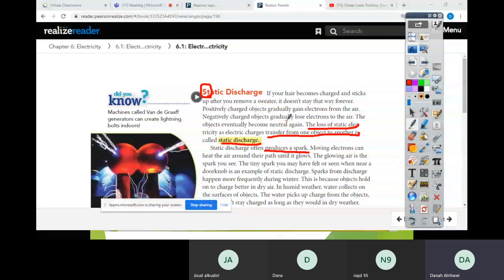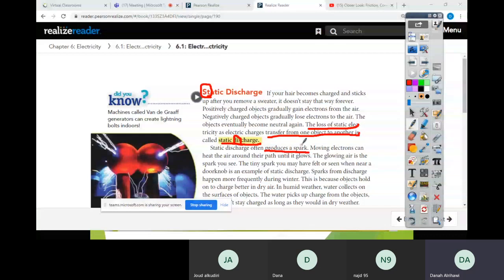Again, static electricity is the electric charge that builds up on an object. But sometimes this electric charge jumps, transferring from one object to another object. We call this static discharge. The prefix dis- means the opposite of charge, losing the charge: discharge. Now this produces a spark.